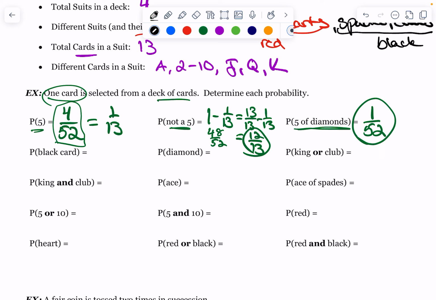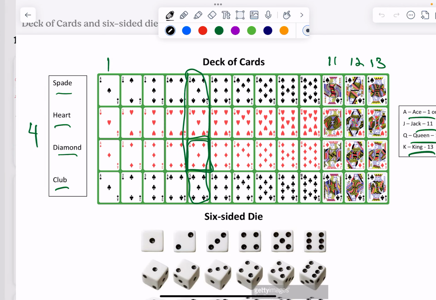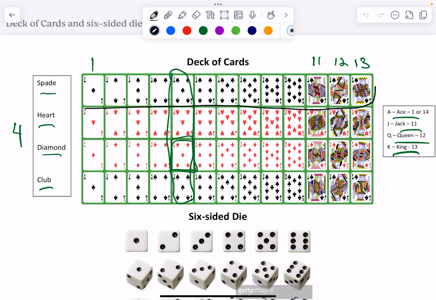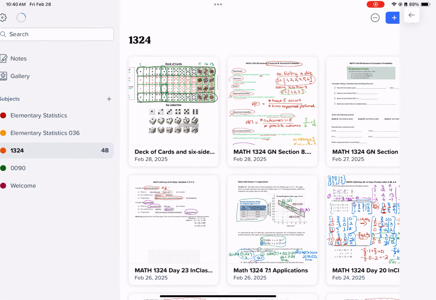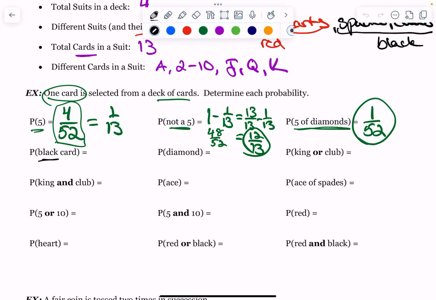Okay, next one is the probability of a black card. If we go back to our card deck here, we can see that these 13 cards are black and these 13 cards are black. So 13 plus 13 is 26 out of 52, which simplifies to a half. Okay, next, the probability of a diamond. So we have 13 cards in diamonds out of the 52. This simplifies to 1/4.